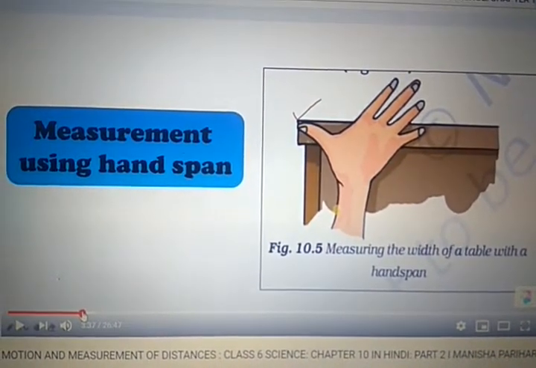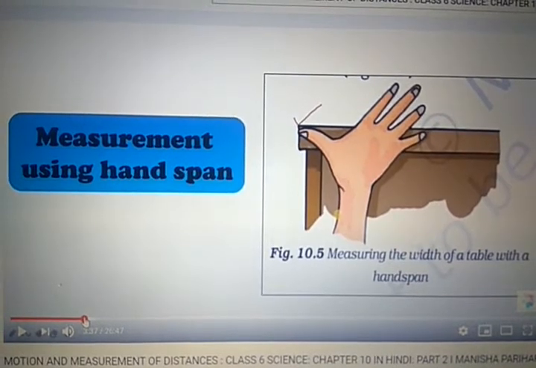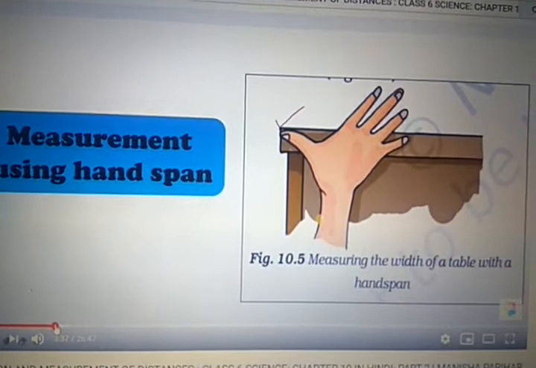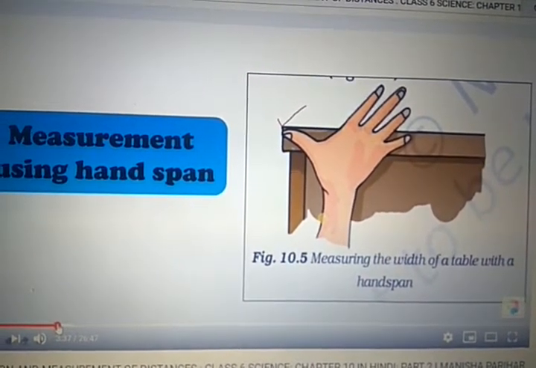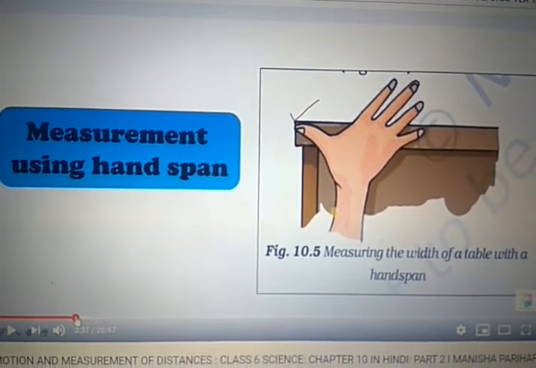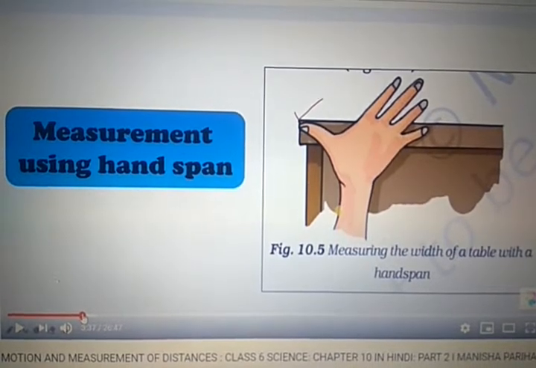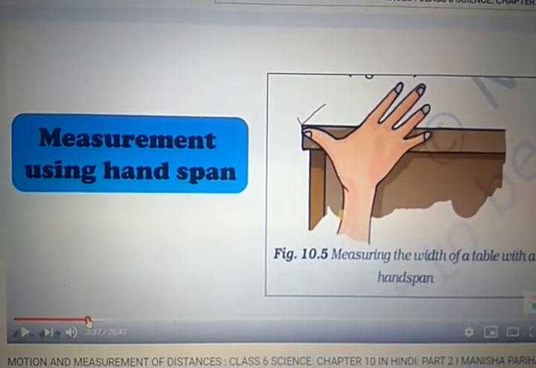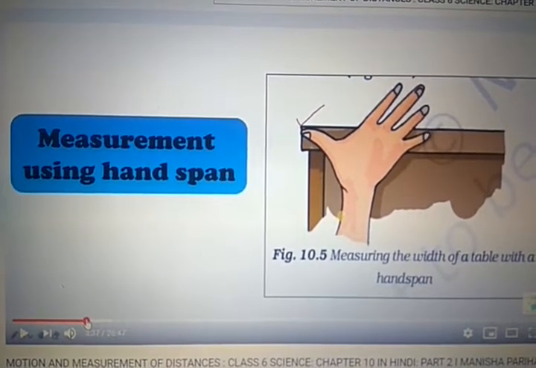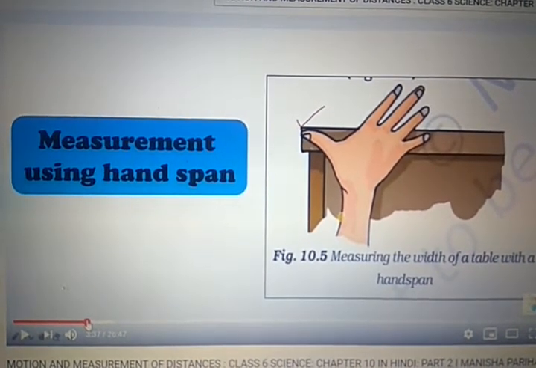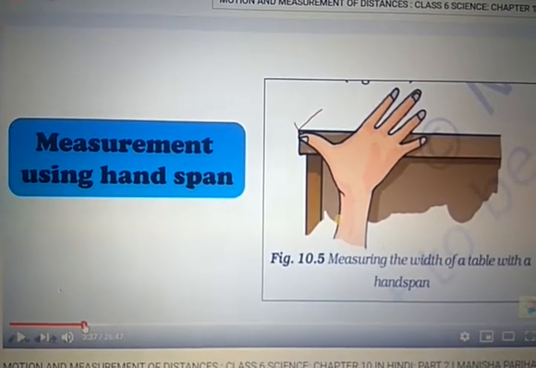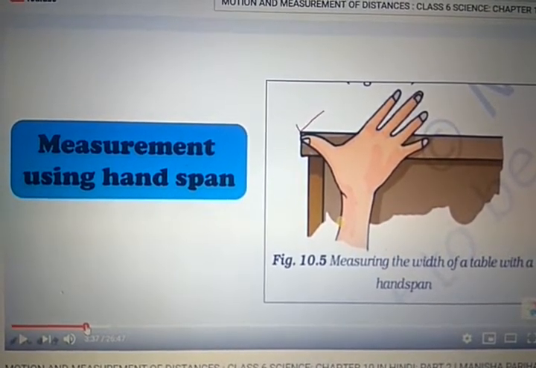Now there are some methods of measurement. Number one, measurement using hand span. You can see measuring the width of the table with a hand span. People used this in olden days, and generally for rough purposes we can still use it, counting how many hand spans there are. Now this person just measures the length using hand span.